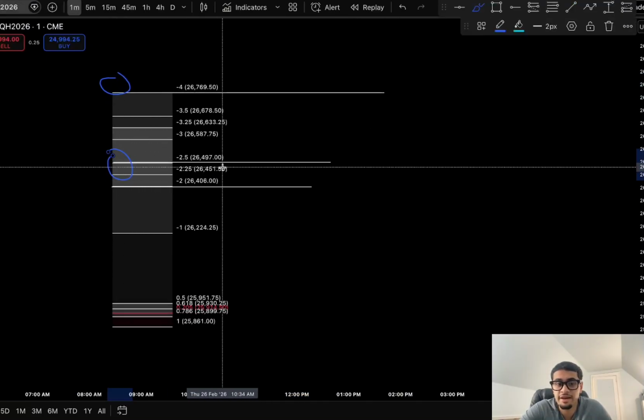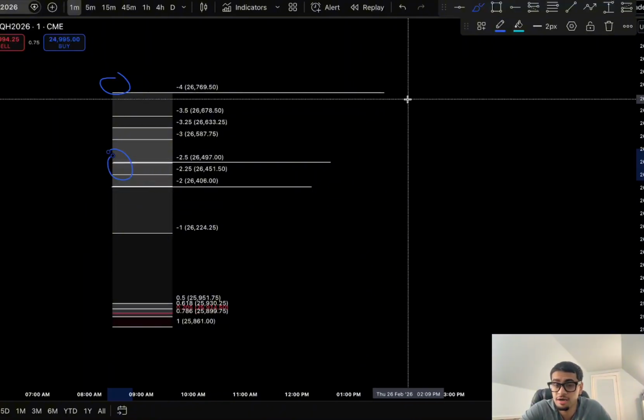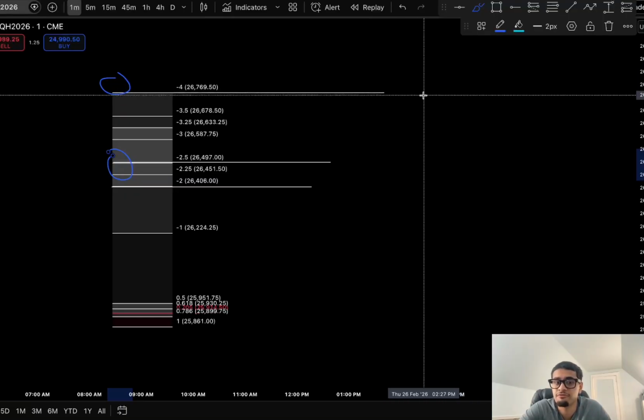This -2 to -2.5 can give me a full reversal, or it can just give me a pullback. -4 gives me the actual reversal. So for -4, you wouldn't expect a pullback, you would expect a full-on reversal here.